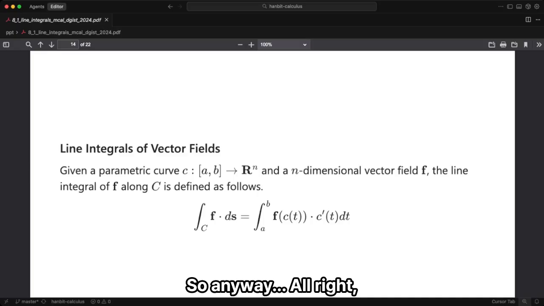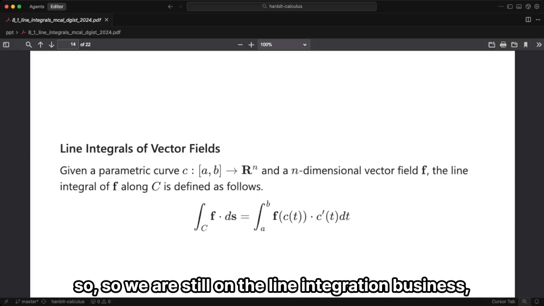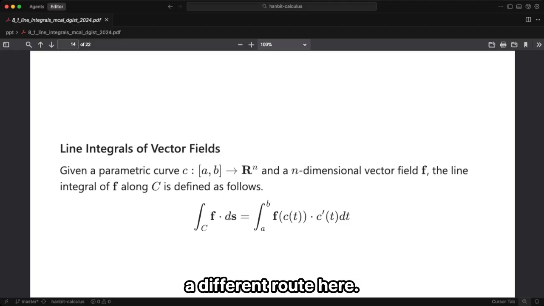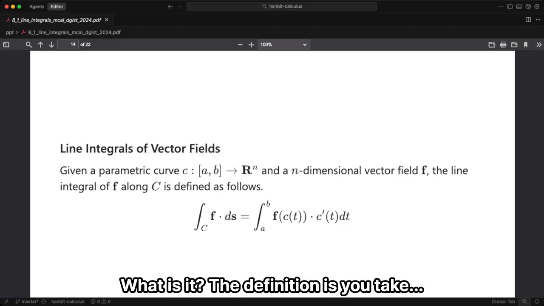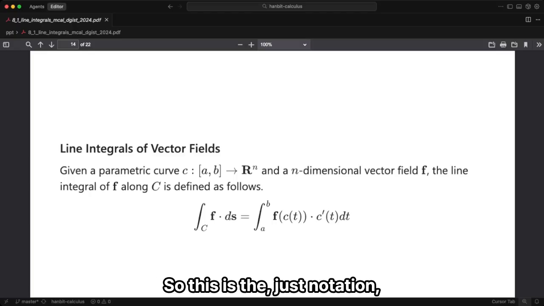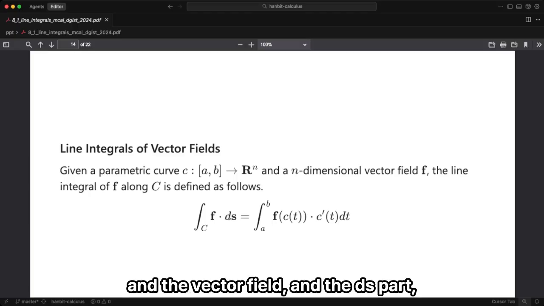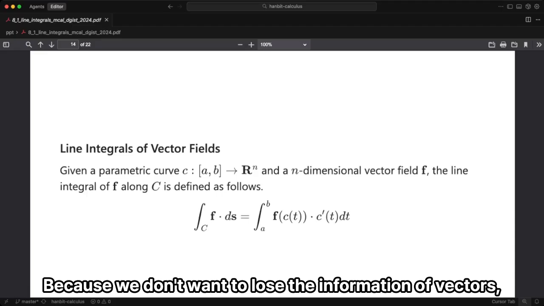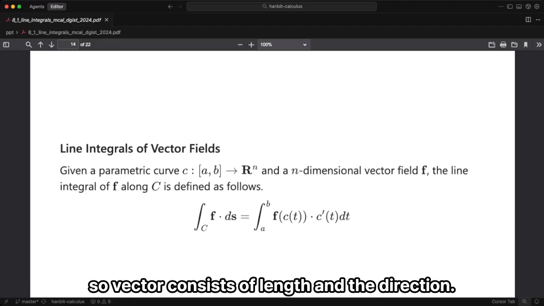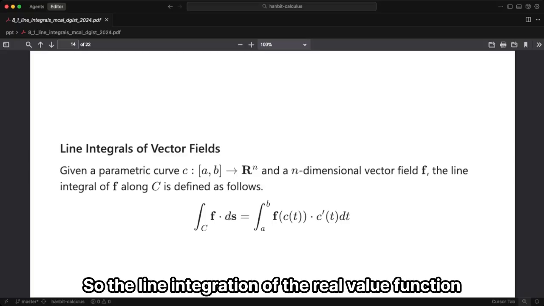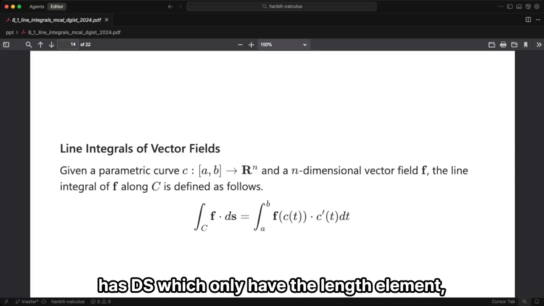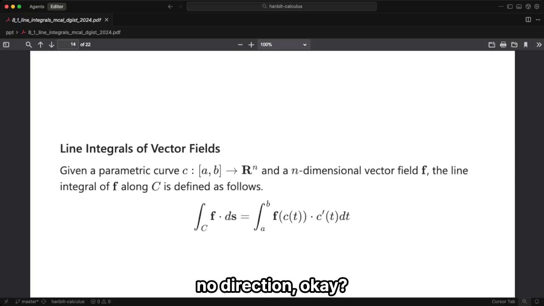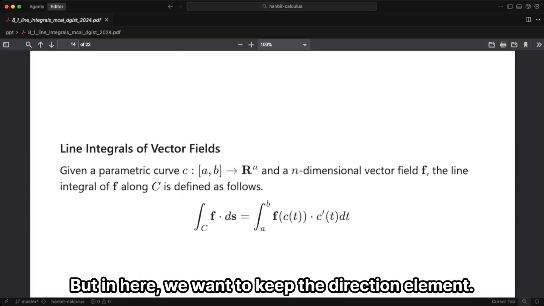So anyway, all right. We are still on the line integration business. We actually take a different route here. So anyway, the vector field. We want to take the line integration of a vector field. What is it? The definition, so this is just notation. We have a dot, which means the inner product, and the vector field. And the ds part, the s, is now written in vector form. What do I mean by that? The s is in vector form because we don't want to lose the information of the vector. A vector consists of length and direction. The line integration of a real valued function has ds, which only has the length element, no direction, okay? But here, we want to keep the direction element.